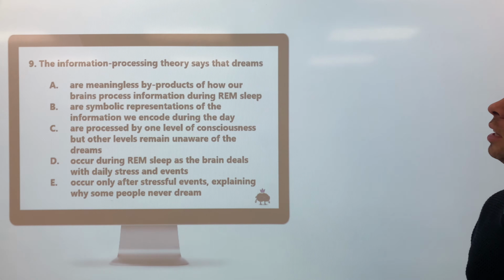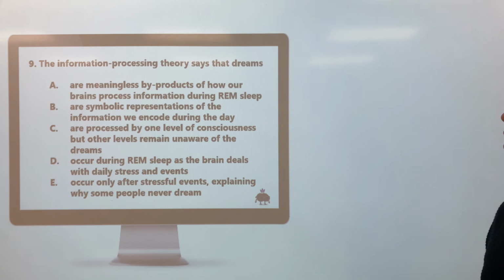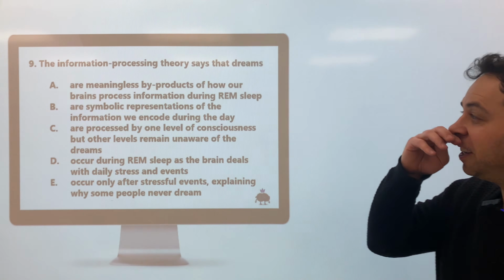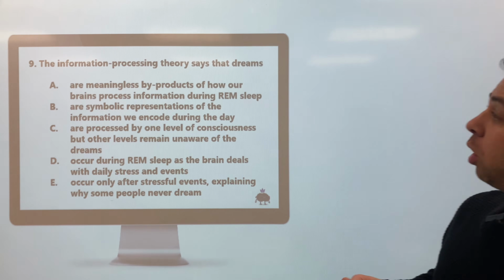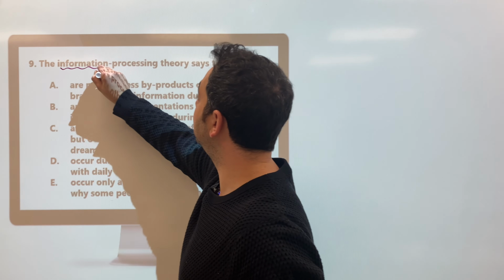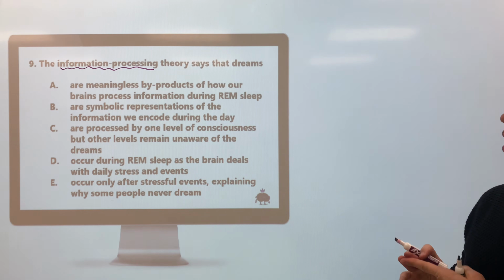All right, number 9. The information processing theory says that dreams what? All right, so we have to know our theories of dreams. So let's run through our answers and think about which one deals with what we call information processing. We're processing information. Yes, we all dream. All right, could be A.